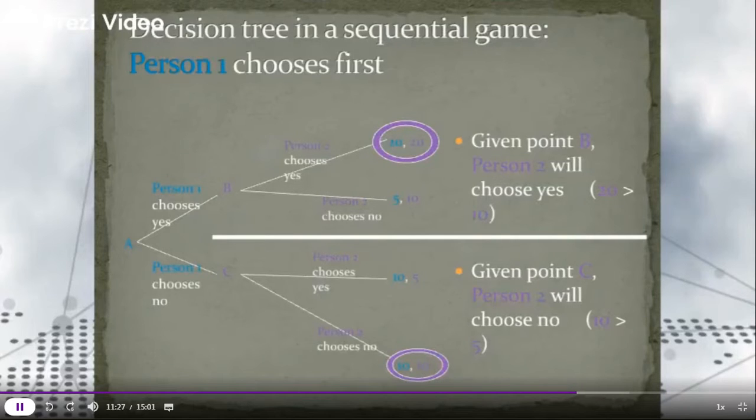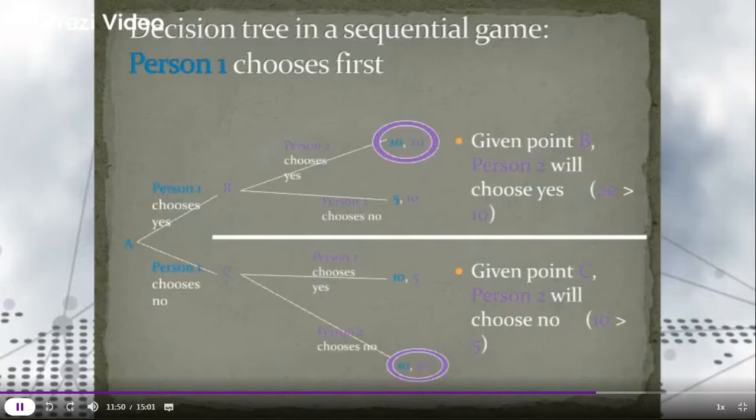So how do you read it? First compare these two values. The values of person 2 between two choices, yes and no: 20 and 10. Because 20 is greater than 10, person 2 will choose this. Similarly, again at this node, compare the payoffs of person 2, yes and no: 5 and 10. So which one is person 2 going to choose?